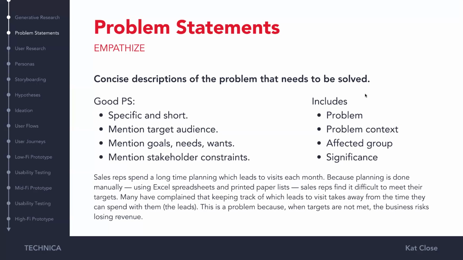It includes the problem, what actually is the problem context, the affected group, and the significance. Why is this problem important? Who is it impacting and in what way? Why does it prevent a person from being able to live their daily lives, right?